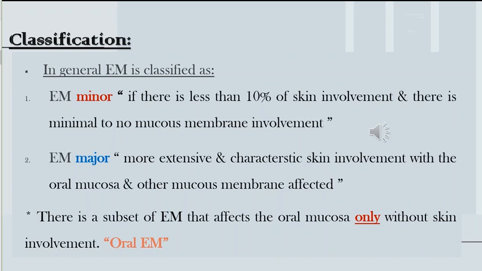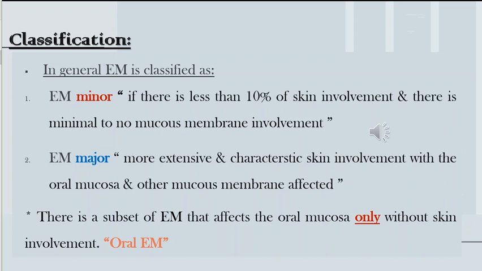But here are the classifications of erythema multiforme in the recent articles. They divided it into two main parts. Erythema multiforme minor is when I have skin lesion involvement of less than 10%, and minimal or no mucosal involvement. So in erythema multiforme minor I have a very small percentage of skin lesions, less than 10%, and the mucosal involvement is either minimal or there is no mucosal lesion at all.